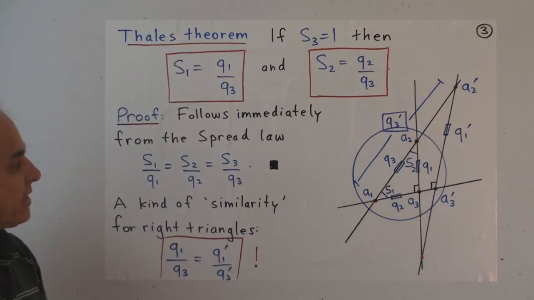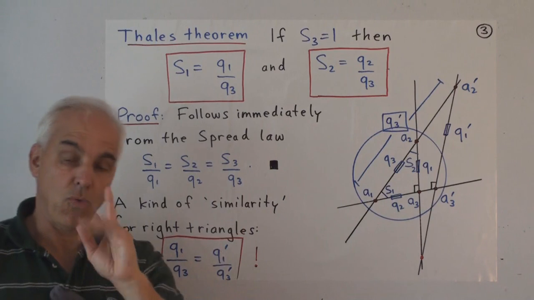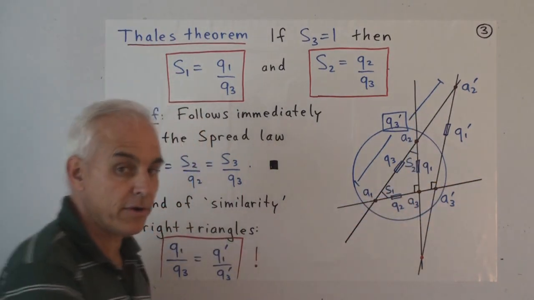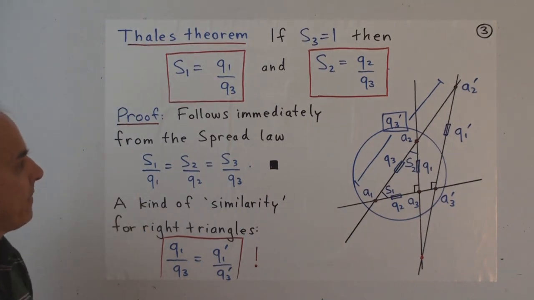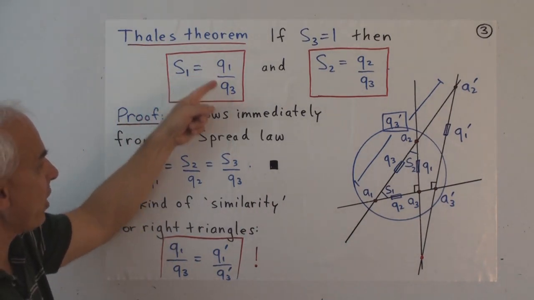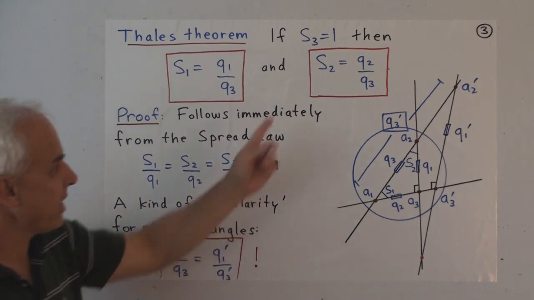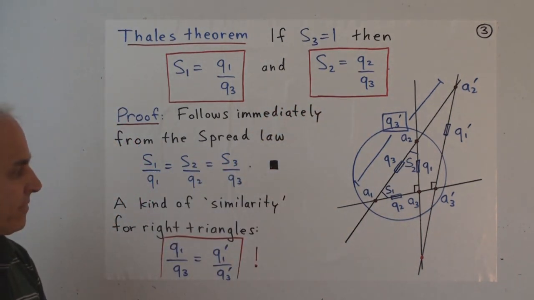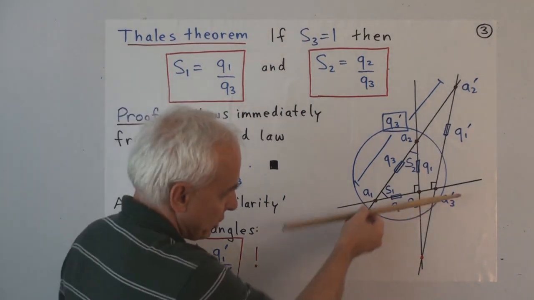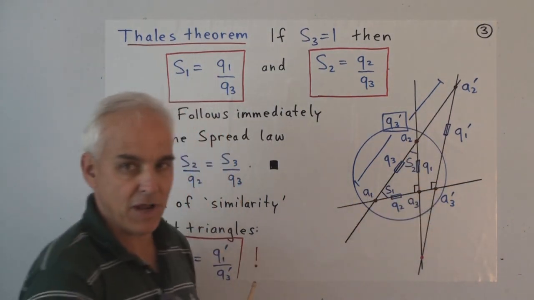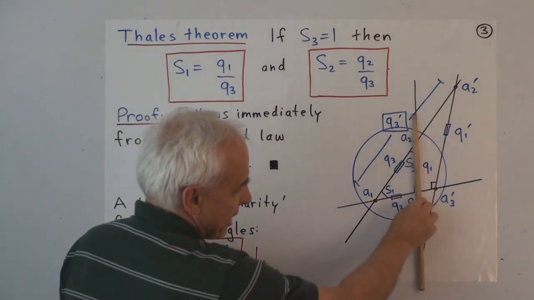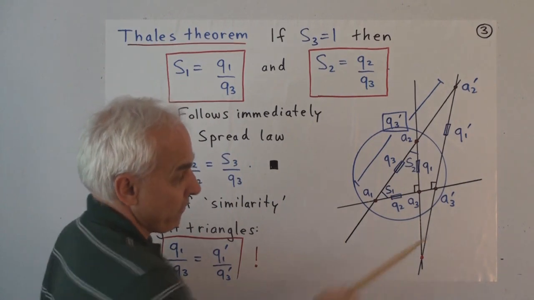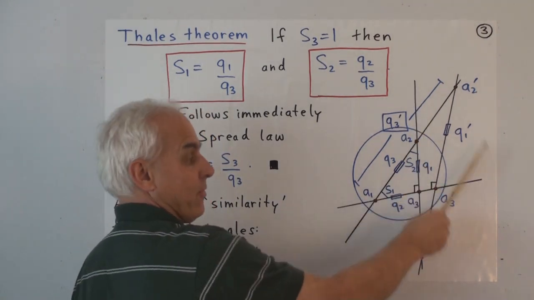Okay, so Thales' theorem says that if S3 is equal to 1, in other words, if these two lines are perpendicular, then S1 is Q1 over Q3, and S2 is Q2 over Q3. So in this diagram here, we do in fact have perpendicular lines, because this line goes through the dual of this one, or in fact, since this line goes through the dual of that one, same thing.